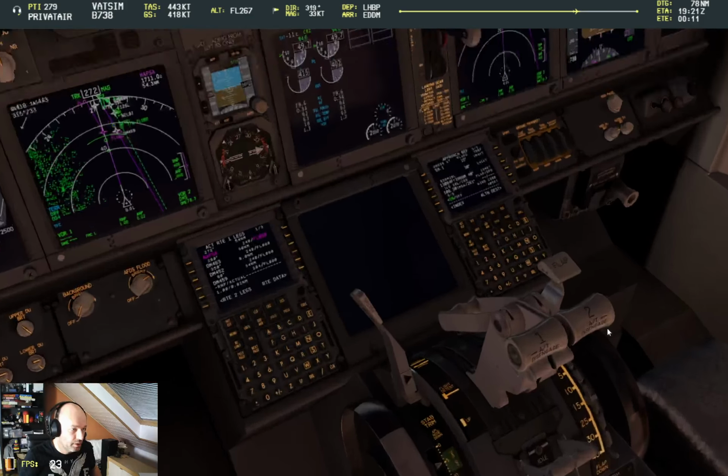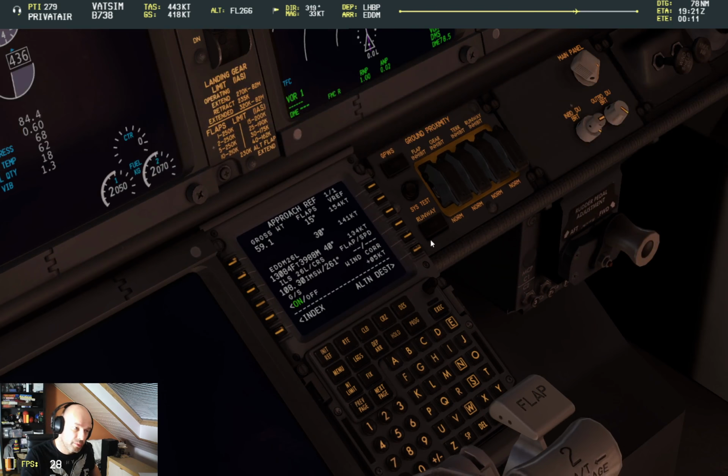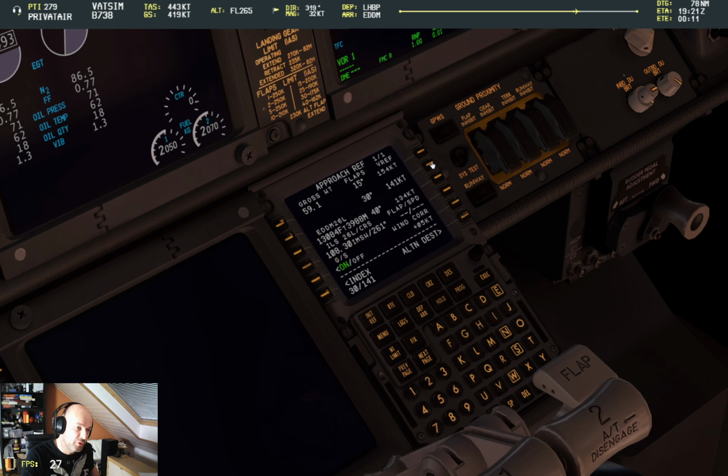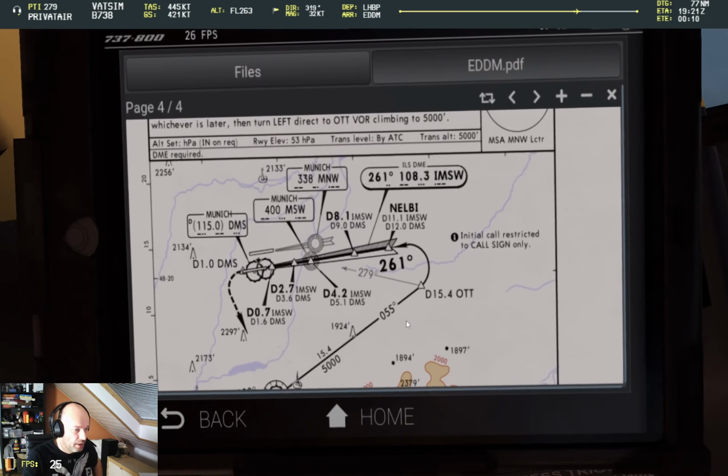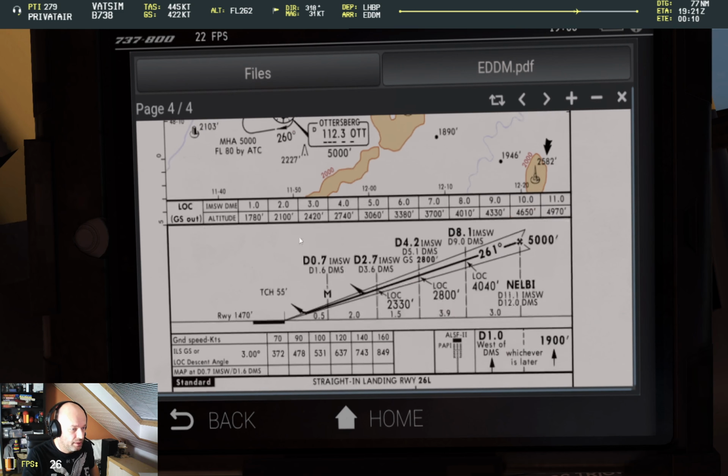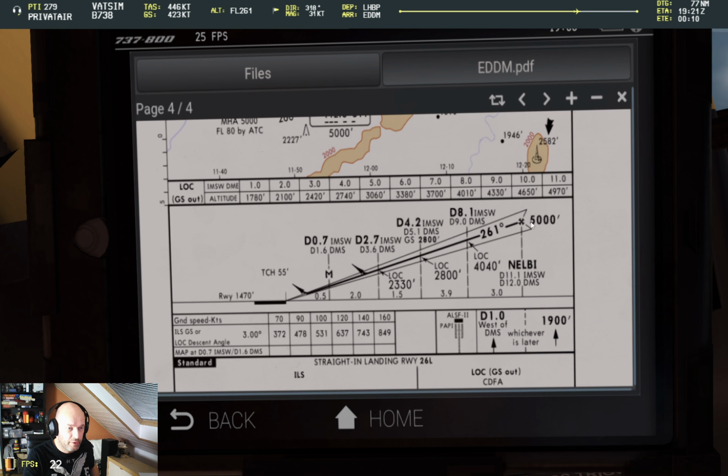Well, we should as well do our performance calculation. Yeah, flaps 3, 141 is good. Alright, then we said it's a 3-degree glide slope, 5,000 Nelby. We check here 4.2 DME at 2,800 feet. The glide slope, sorry. No, 4.2 is correct.